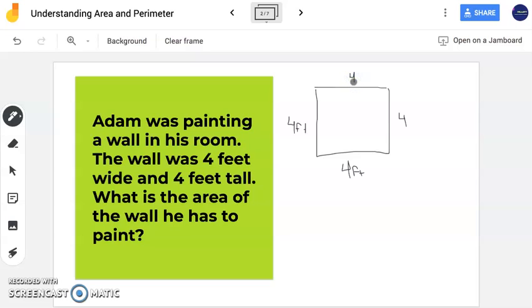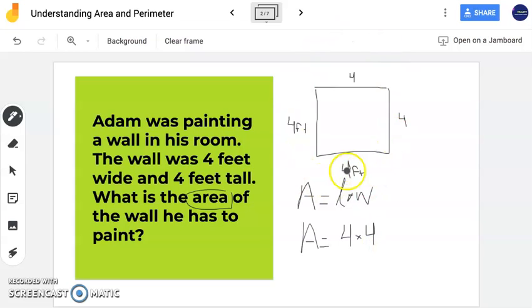Now the next thing I'm going to do is reread the question it's asking. It says, what is the area of the wall he has to paint? Now I notice that I see area, that's what they're asking us for. So I know that area is length times width, or in a square it's side times side. So my area in this problem, to find it, all I'm going to do is 4 times 4. And that's all I'm going to do.